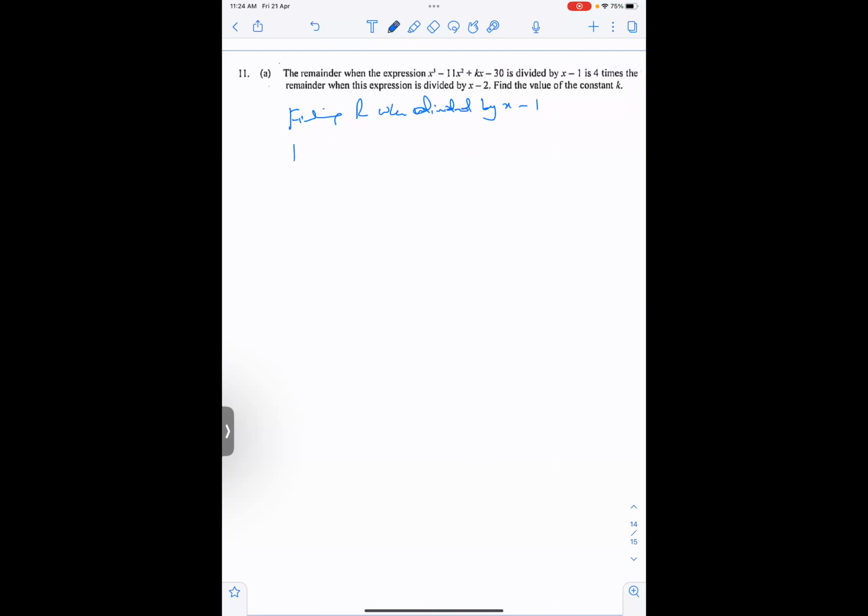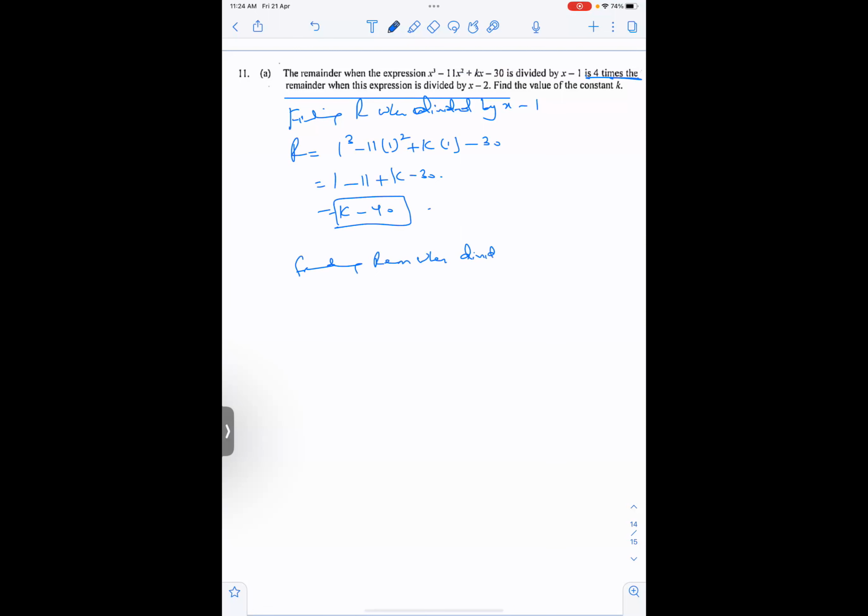So remainder equals 1 cube minus 11 into 1 square plus k into 1 minus 30. So this is 1 minus 11 plus k minus 30. If you simplify it, minus 10 minus 30 is minus 40. So k minus 40 is the remainder. This remainder is 4 times the remainder when the expression is divided by x minus 2. Now I'm finding the remainder when divided by x minus 2.